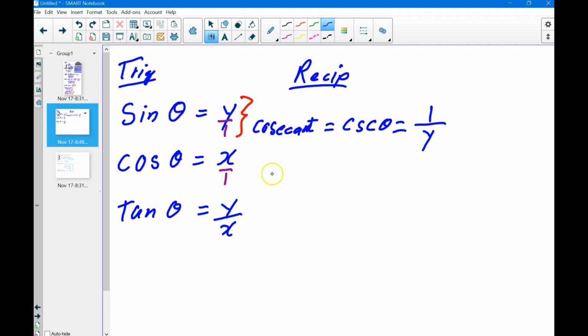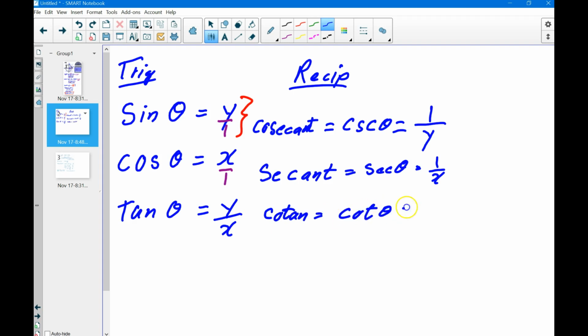And then our secant, SEC theta, is of course, as you know now, 1 over x, just turning it upside down. And down here, our cotangent, COT theta, is going to be x over y. Now, it's all flowing nice and easy. All we're doing is taking this turned upside down, upside down, upside down.